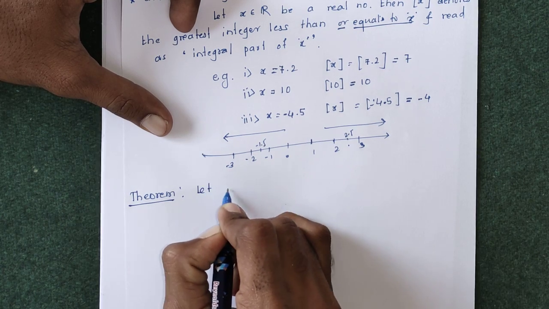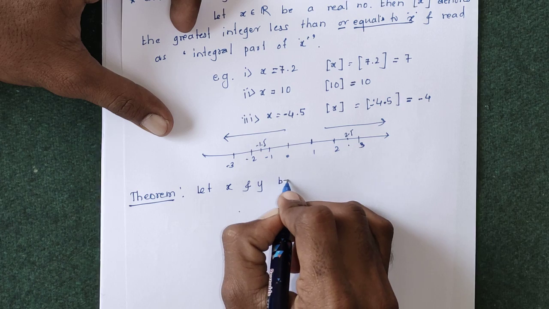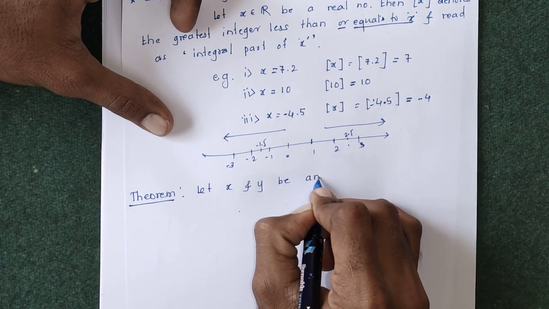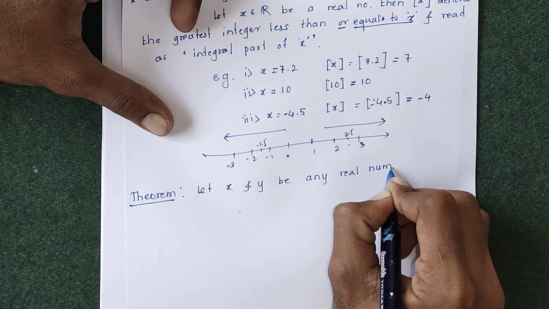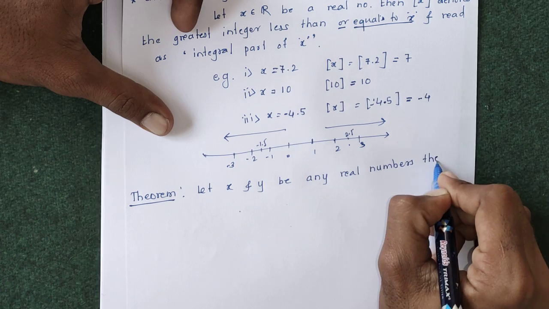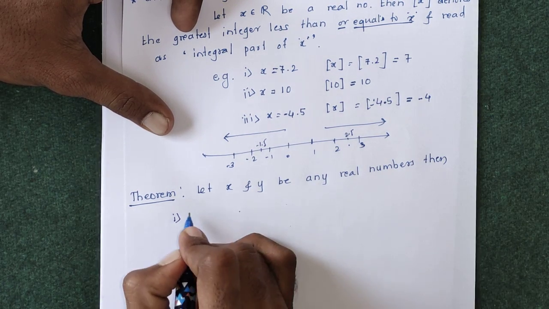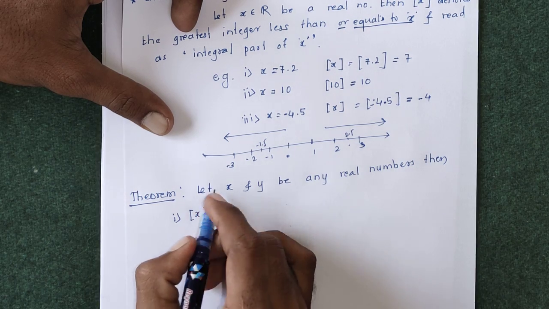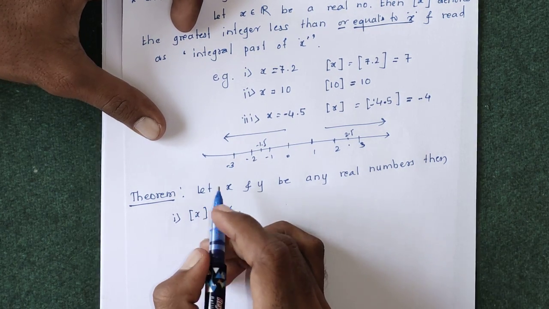The statement of the theorem is: let x and y be any real numbers, then the first property is that the greatest integer function of x is less than or equal to x. This is by the definition of the greatest integer function.